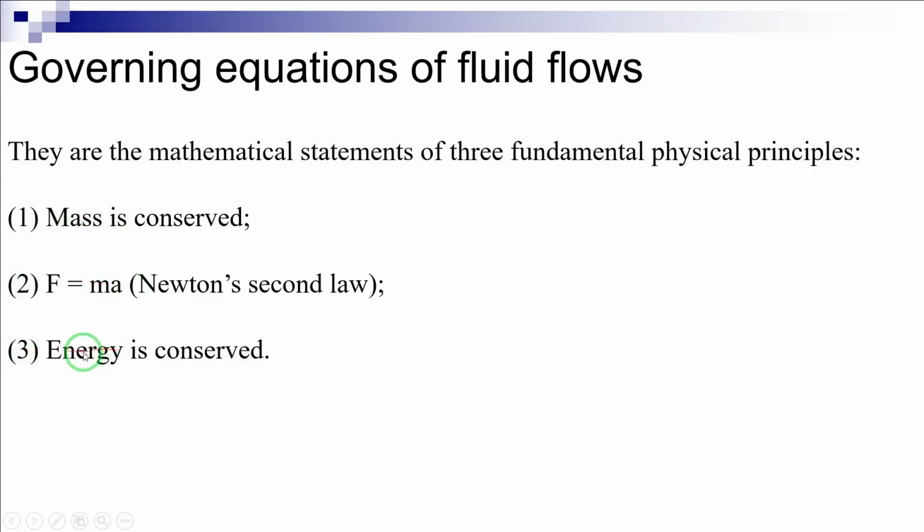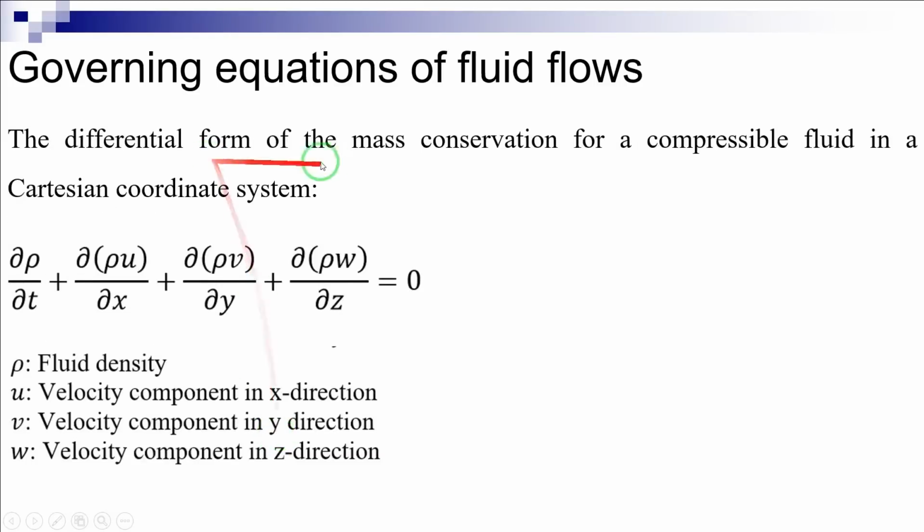3. Energy is conserved. The differential form of the unsteady three-dimensional mass conservation at a point in a compressible fluid in a Cartesian coordinate system can be written as shown here, where rho is the fluid density, u the velocity component in x direction, v the velocity component in y direction, and w the velocity component in z direction.